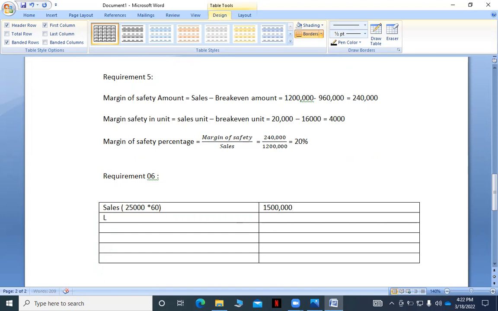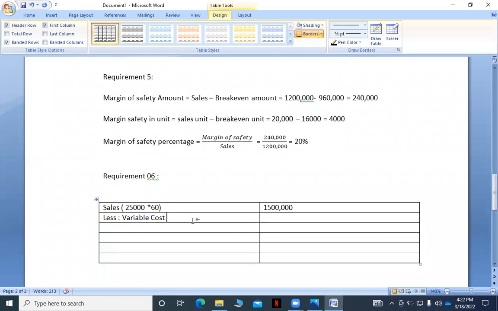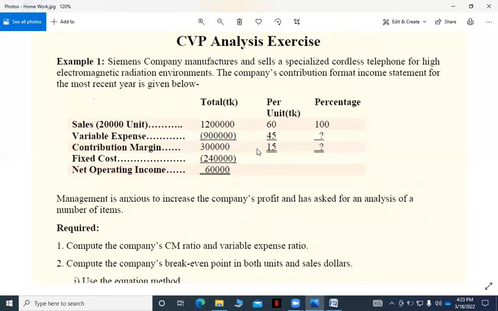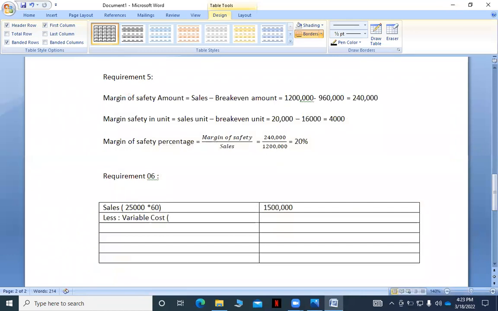Now we'll deduct the less variable expense. Less variable cost. আচ্ছা, variable cost এখানে কত? 5 টাকা increase. It will increase by 5 টাকা. So earlier it was 45. Earlier it was 45. So the new variable expense will be 45 plus 5. So that means it will be 50.